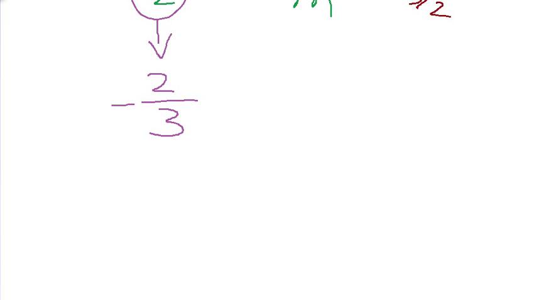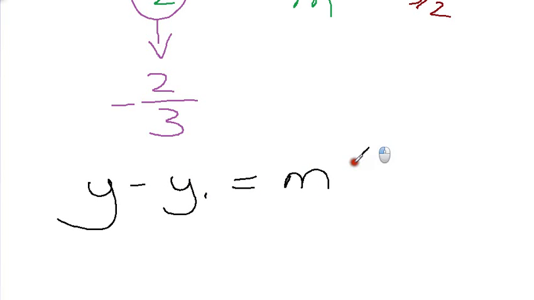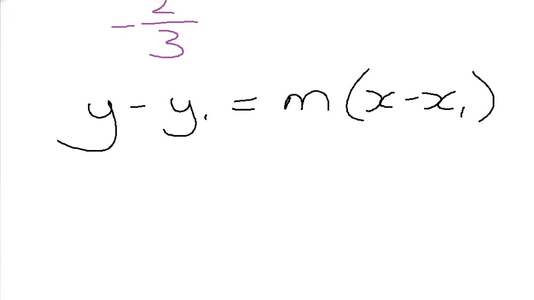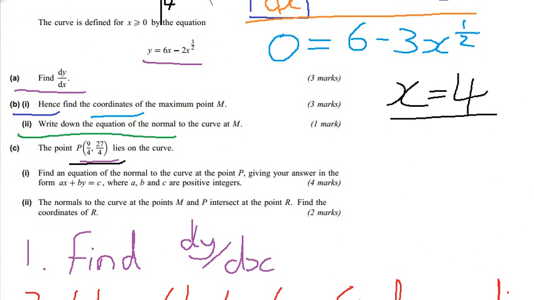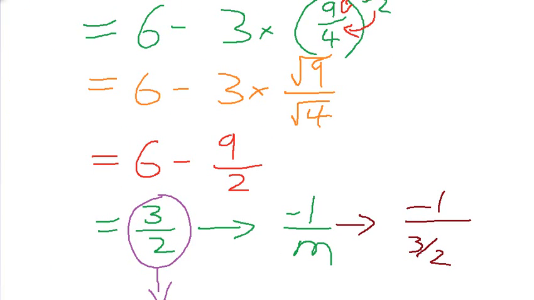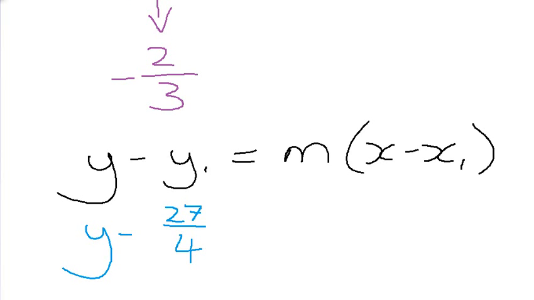Let's put it in to our equation for finding out the line. y minus y1 equals m times x minus x1. So let's put that in. So y minus 27 over 4. That's the y-coordinate of our point P up here. And our x-coordinate is going to be 9 over 4.